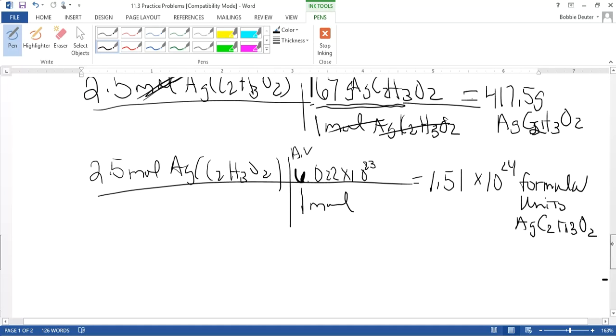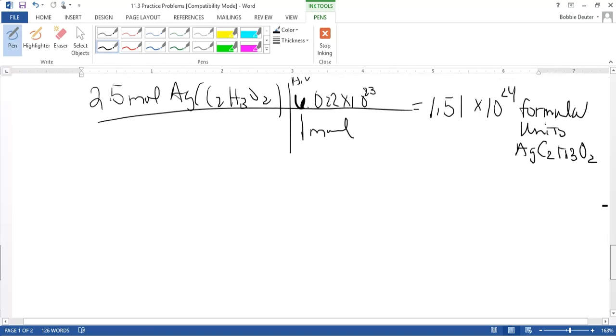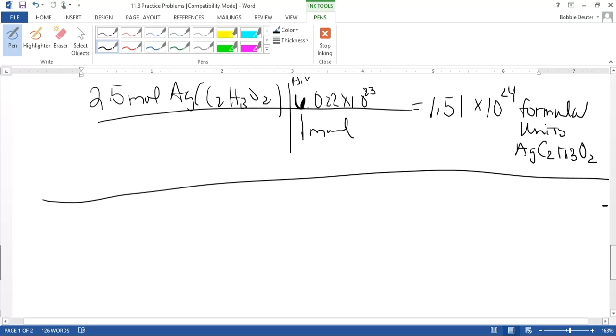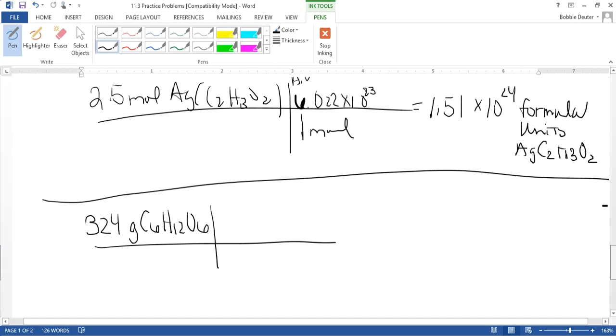Okay, so let's keep going. So the next one is going to be glucose. Now, in this case, it gives us the mass of glucose, and it wants us to go to molecules, and it wants us to go to moles. So let's start with our mass of glucose. We have 324 grams of C6H12O6. So if we convert this into representative particles first, we take this number. We're going to find the molar mass, because we have to have grams of glucose down here, and so we want to cancel that out.